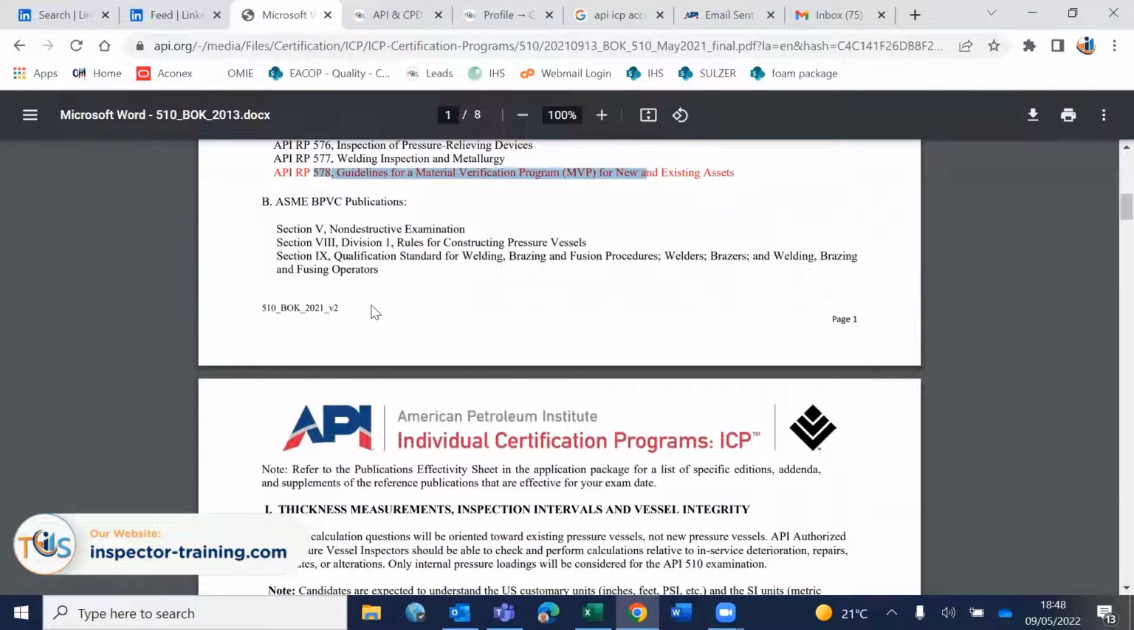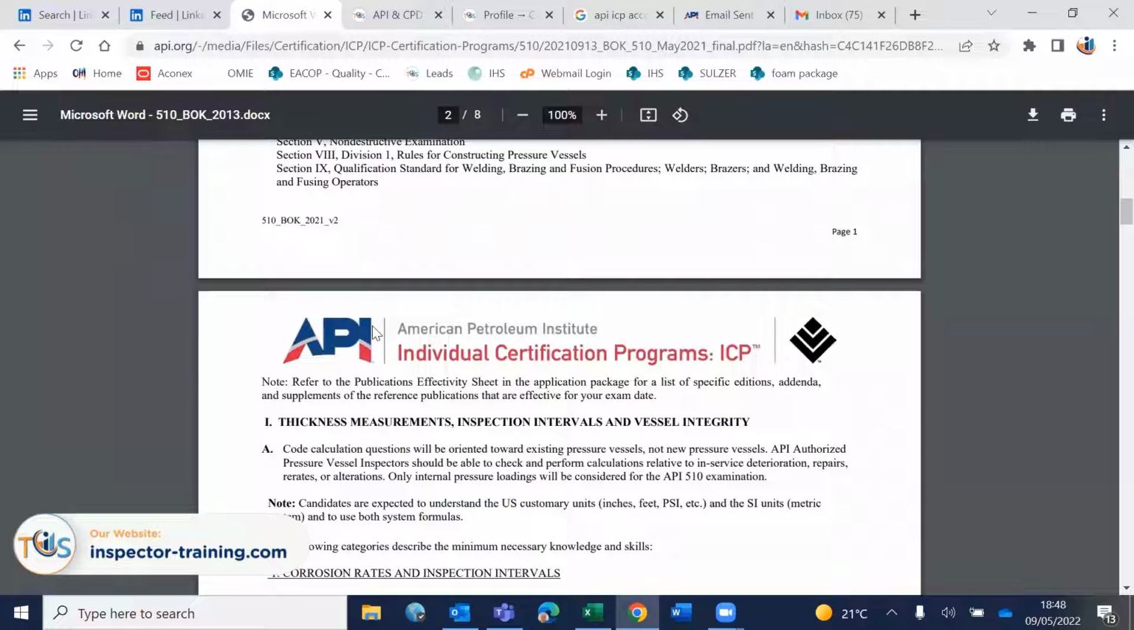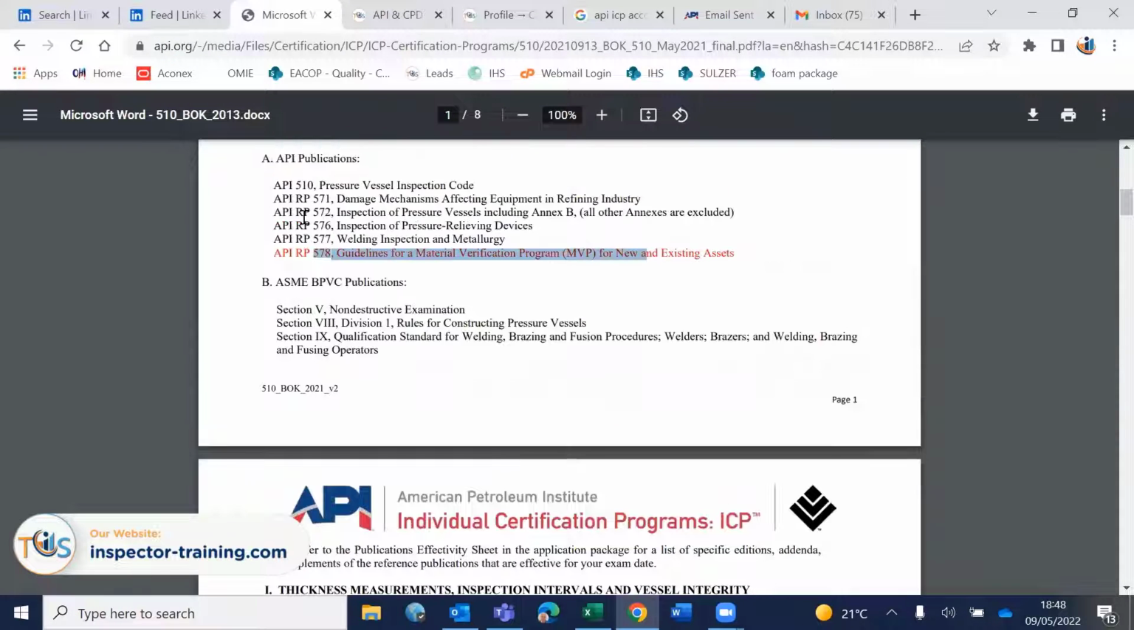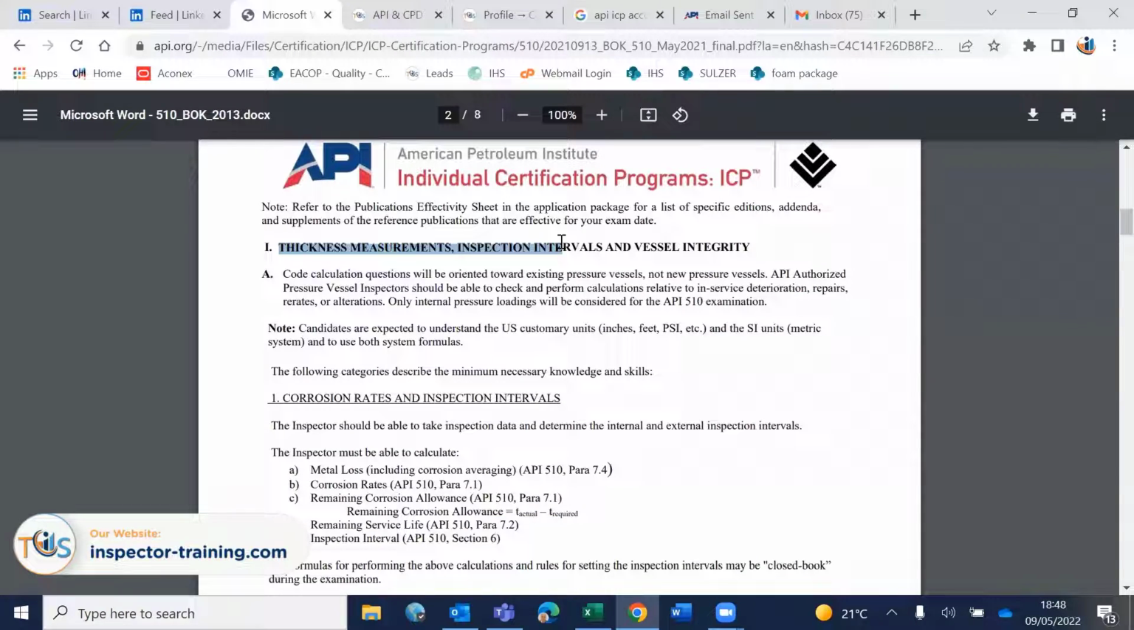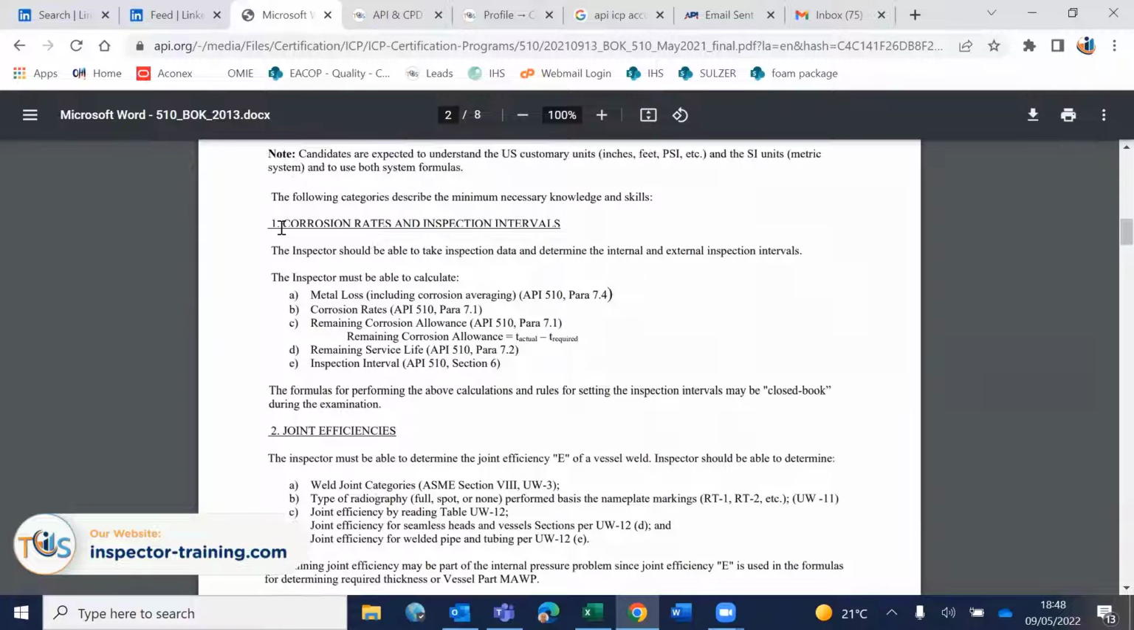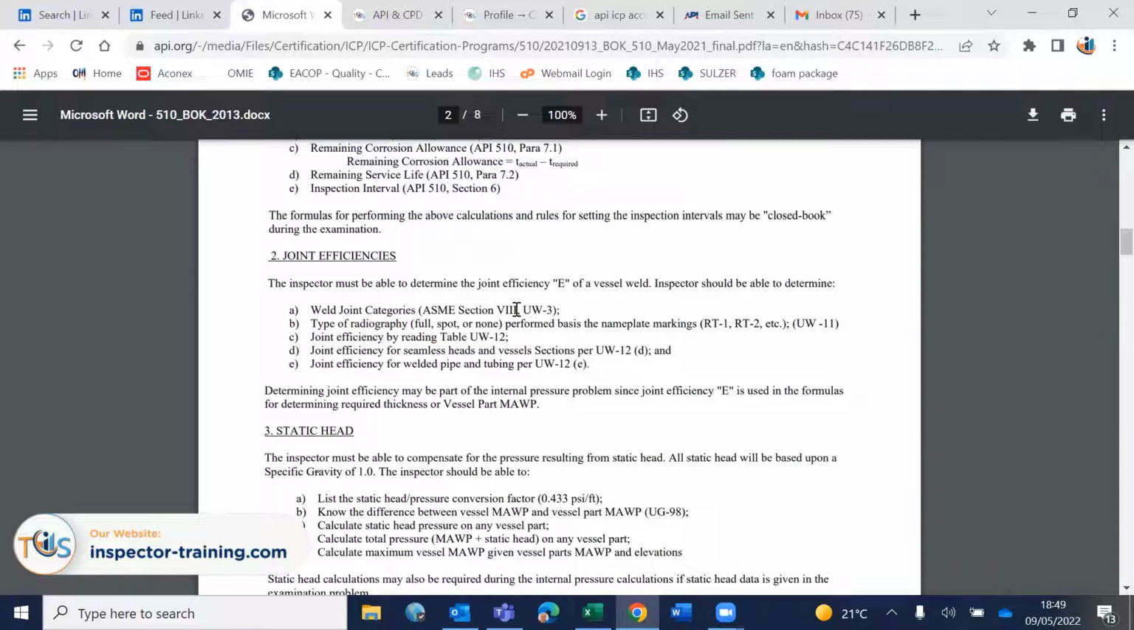Now here, they just told you what sort of documents and study material you should study, without revision numbers. And then they're talking about thickness measurement, right? Vessel integrity. They're talking about corrosion rate and inspection interval, right? And they put these things here, API 510 paragraph 7.4. So these are doubly important. Definitely questions are coming from there. Joint efficiencies. What is RT1, RT2, etc.? Definitely there is a question coming, okay?